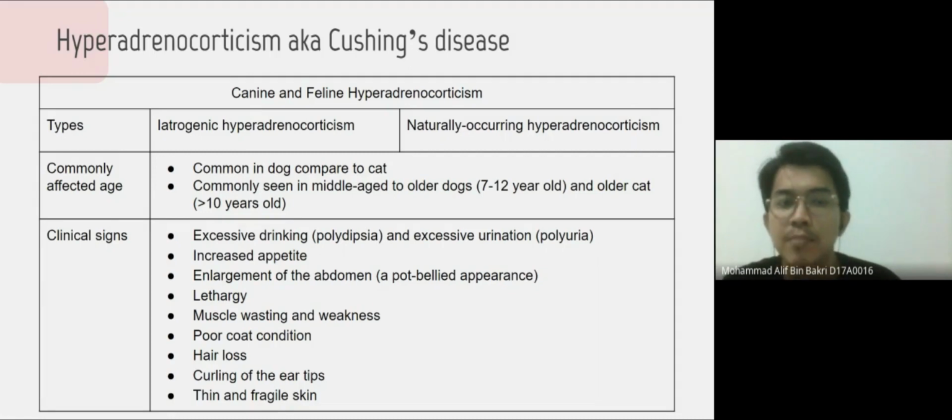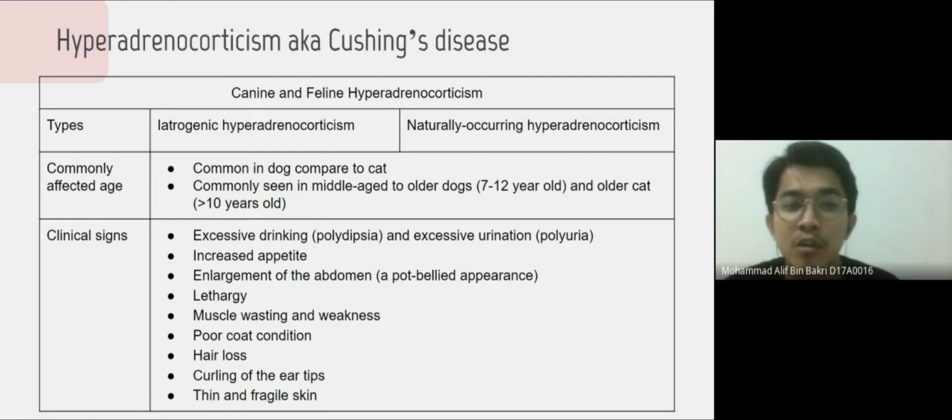In pituitary dependent disease, pituitary gland will overproduce adrenocorticotropic hormone ACTH, which stimulate the adrenal gland to produce more cortisol, leading to excess cortisol in body.